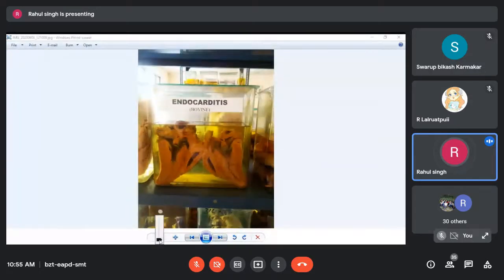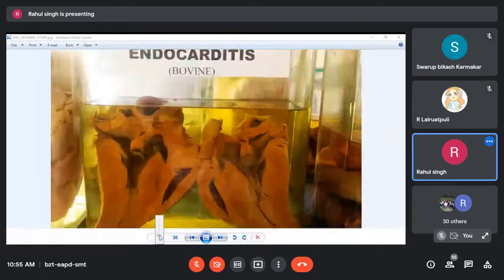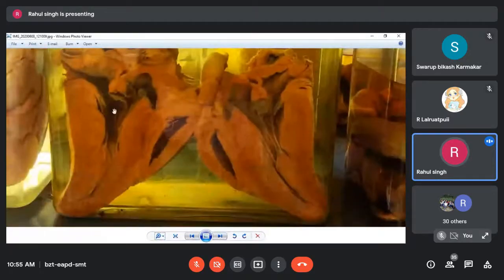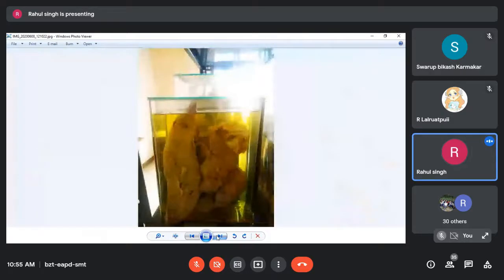Specimen of endocarditis. You can see the endocardium in this cattle heart. Endocardium is typically red. Blood patches are present inside the endocardium, indicating presence of hemorrhagic endocarditis, very typically found in pasteurellosis.